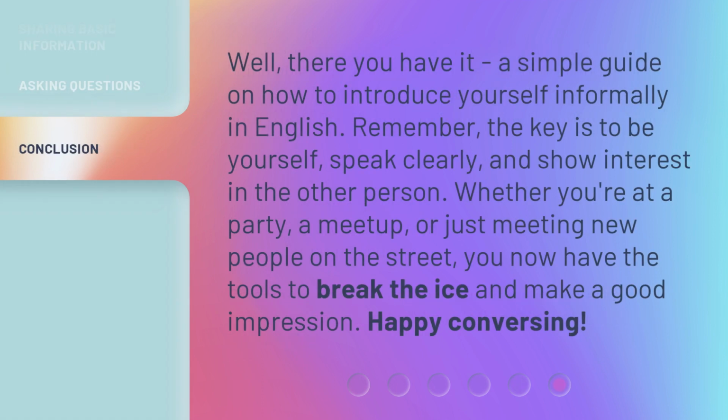Well, there you have it. A simple guide on how to introduce yourself informally in English. Remember, the key is to be yourself, speak clearly, and show interest in the other person. Whether you're at a party, a meetup, or just meeting new people on the street, you now have the tools to break the ice and make a good impression.